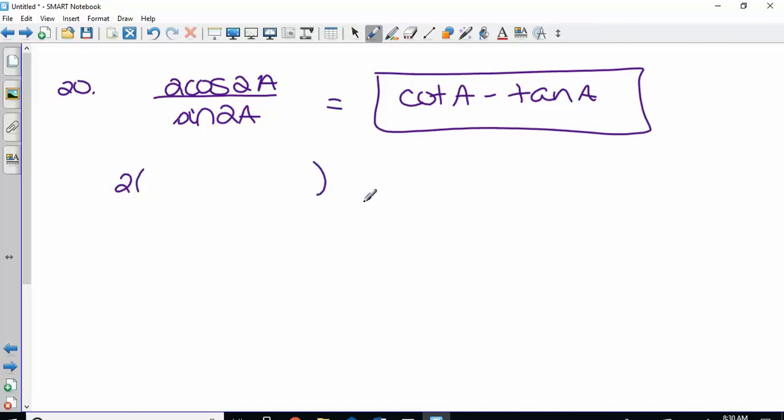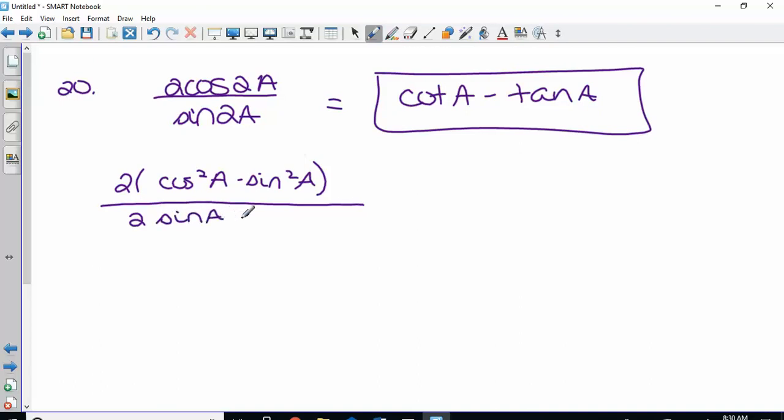So 2 cosine of 2a. We need to plug in something for cosine 2a. Look at your goal. I'm trying to get both a cotangent and tangent. That means I'm going to need both sines and cosines. So which formula would we use for cosine 2a? Cosine squared A minus sine squared A. Okay. Not that you have to do it that way. If you used one of the other formulas, you could still get there. It's just a little more work.